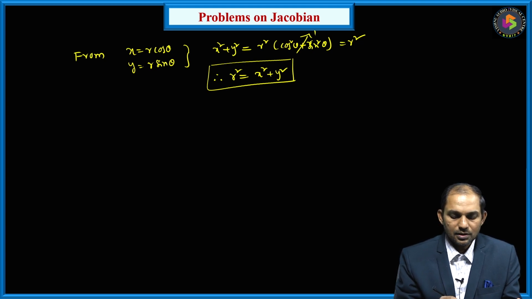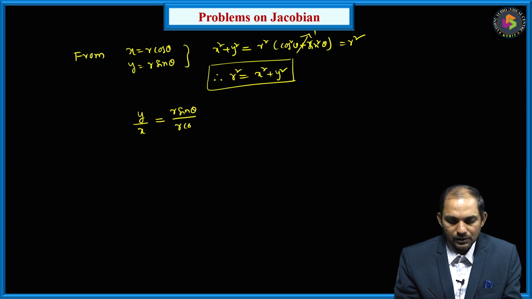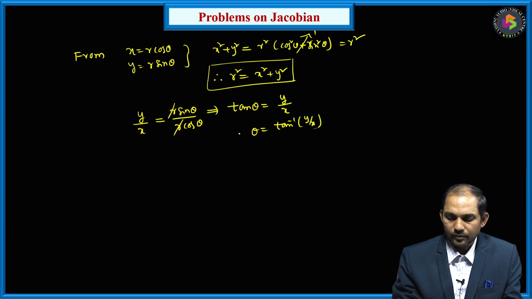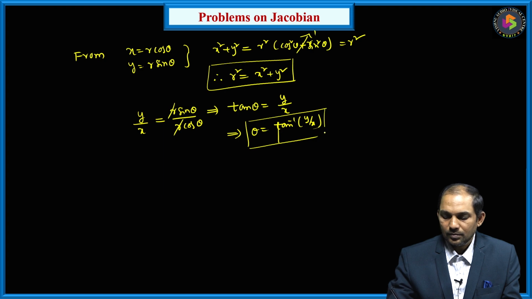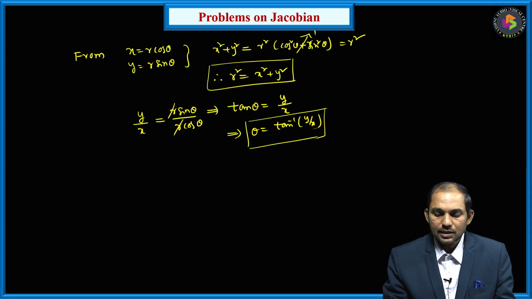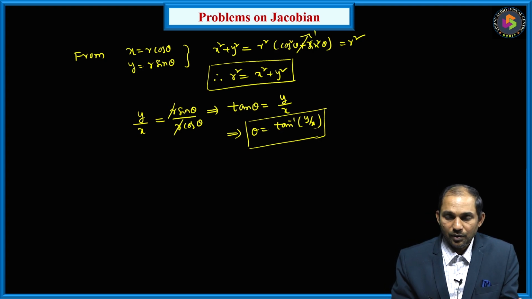Similarly, you take these two equations, x and y, and divide one from the other. So I would like to perform y by x. We get r sin theta divided by r cos theta. Both r and r will be cancelled. It remains tan theta is equal to y by x, and we are interested in theta, therefore it will be tan inverse of y by x. So finally we got two relations in terms of x and y, for r as well as theta. Now for them we have to compute the partial derivatives.